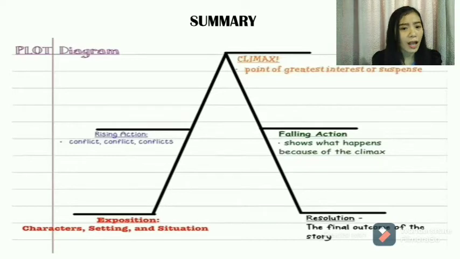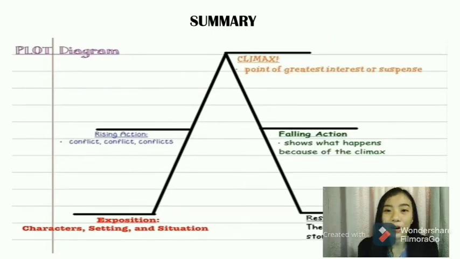Now, what is a climax? Alright, a point of greatest interest or suspense. The falling action shows what happens because of the climax. And the last one is, alright, the resolution. It is where the final outcome of the story is being told. Well, very good, everyone. You did a very great job.